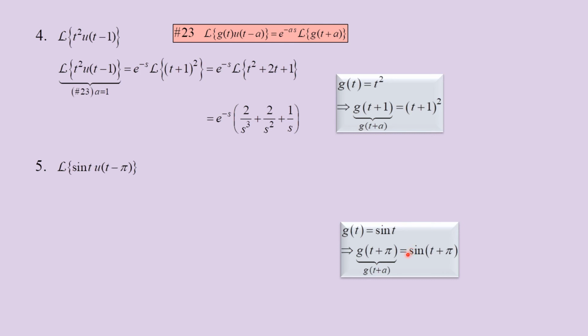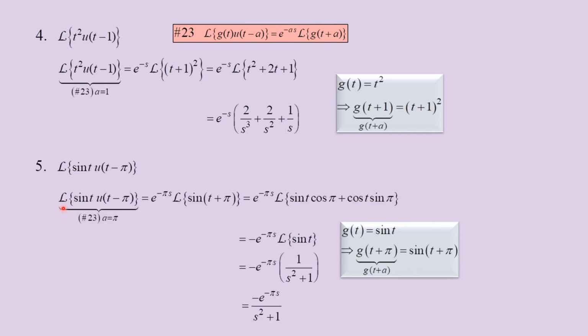Once we have determined g(t plus pi), which is sine(t plus pi), we can start applying formula number 23. Formula number 23, where a is equal to pi, is given by e to the negative pi s, Laplace transform of g(t plus a), or Laplace transform of sine(t plus pi). Now, how to find the Laplace transform of sine(t plus pi)? We have to apply a trigonometric identity for this function. You can refer to the table of trigonometric identities.